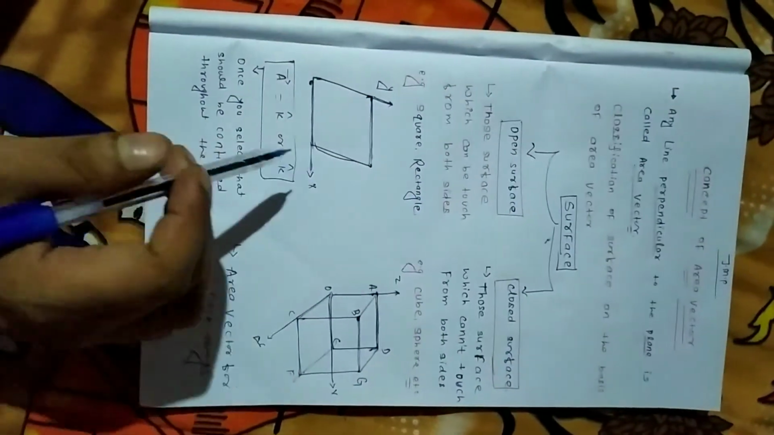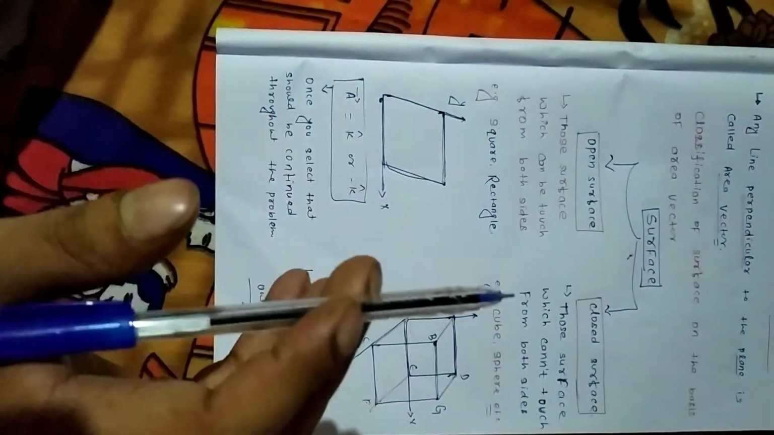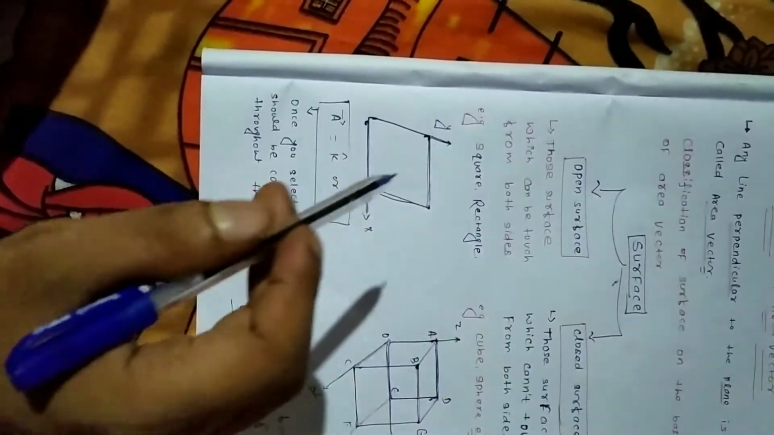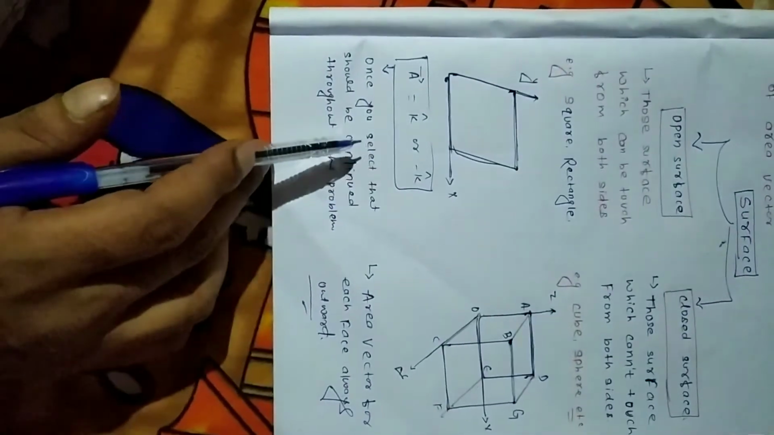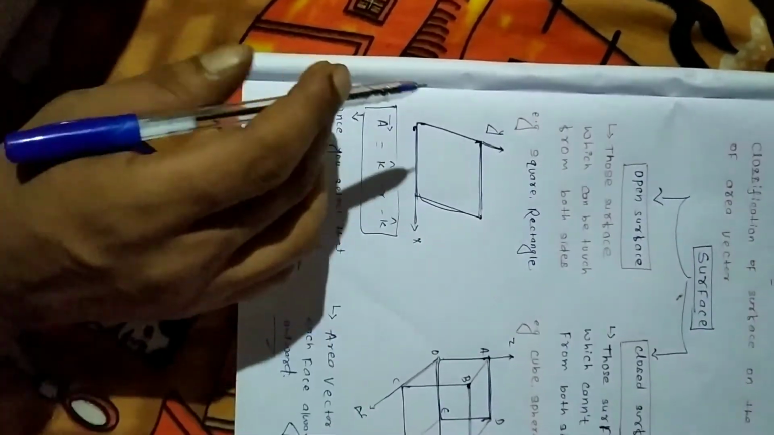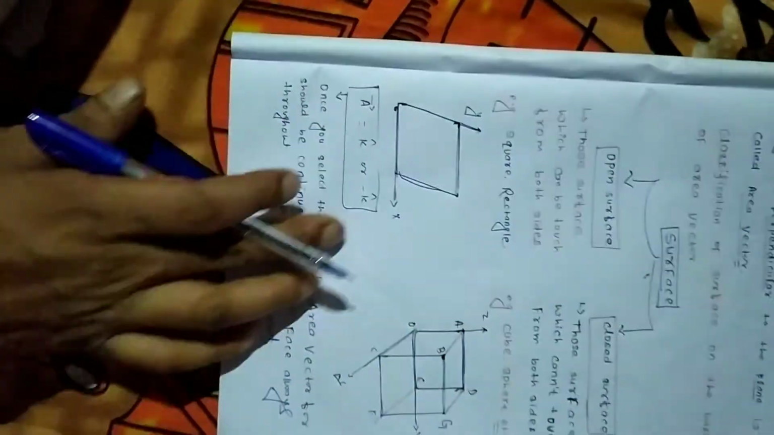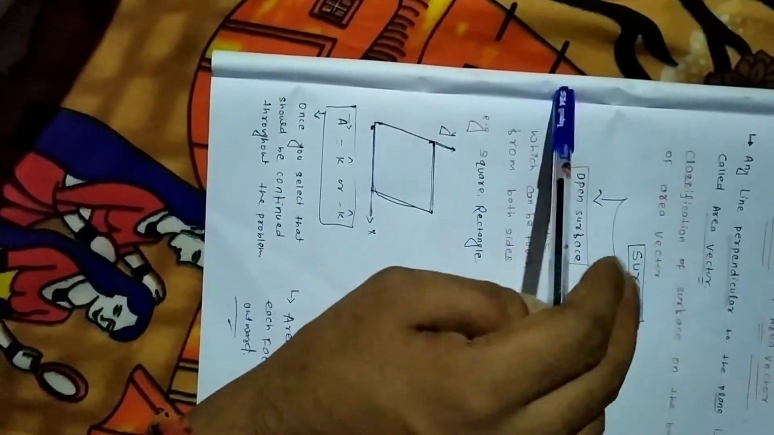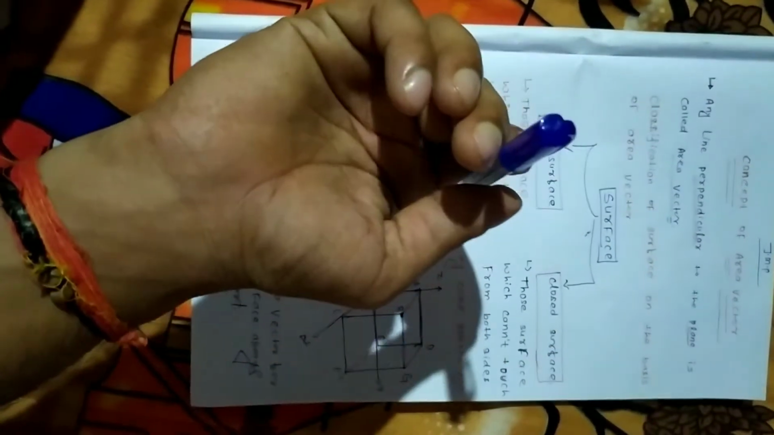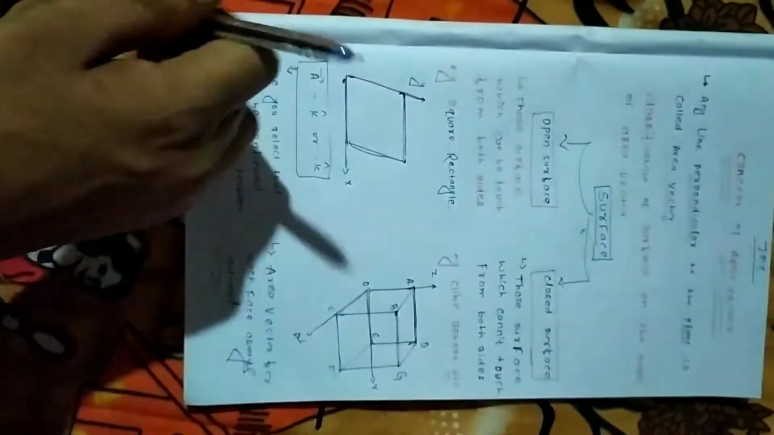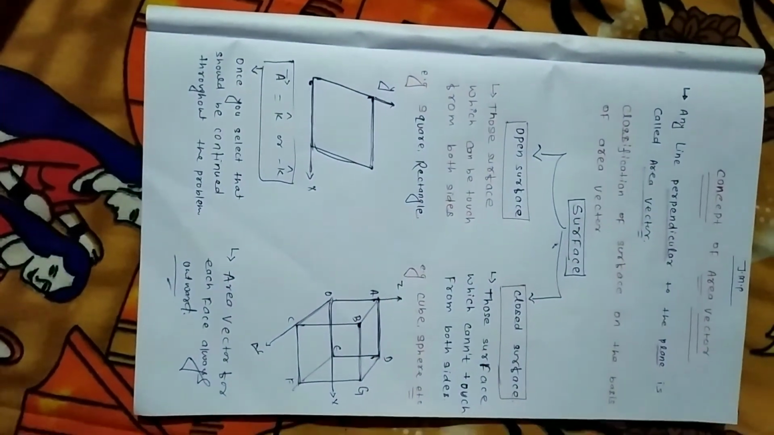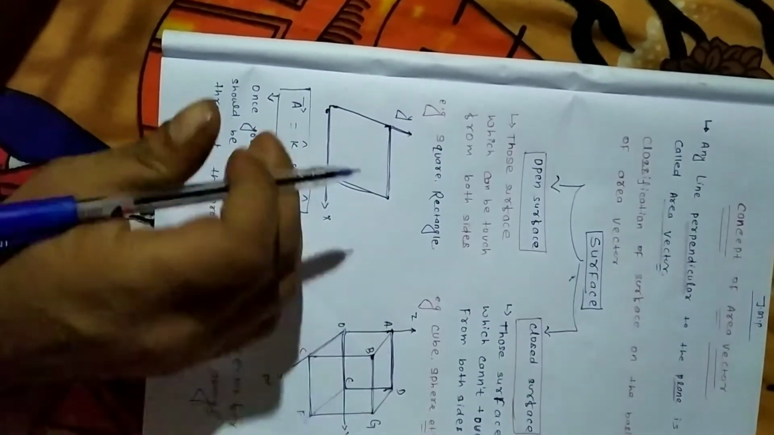So how can you calculate the area vector of an open surface? I wrote here, area vector of an open surface is always a perpendicular line. Suppose this is an open surface, so one line may be perpendicular upward and another line may be perpendicular towards downward. So which one do you have to select? In this case you have the freedom, you can select any one.